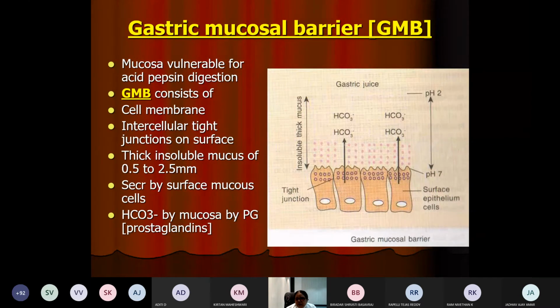There is a gastric mucosal barrier, the GMB. The mucosa is vulnerable to acid pepsin digestion. This GMB consists of the cell membrane, intercellular tight junctions on the surface, and thick insoluble mucus of 0.5 to 2.5 mm, secreted by surface mucous cells, and HCO3 by the mucosa under the influence of prostaglandins.